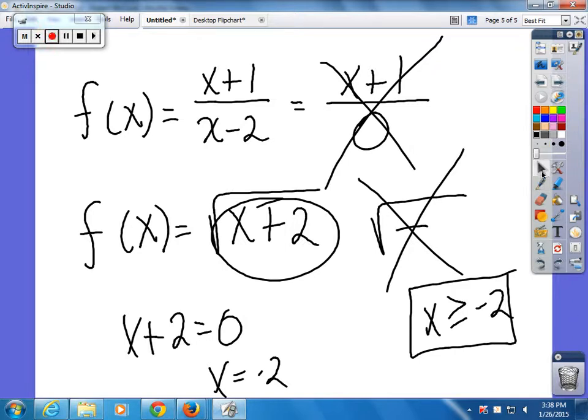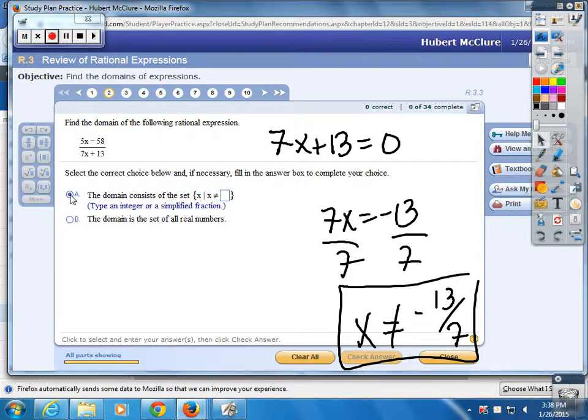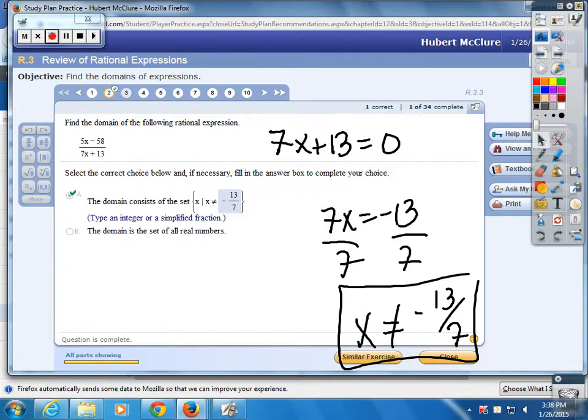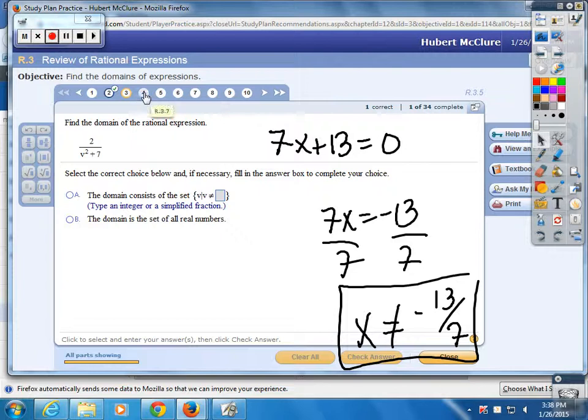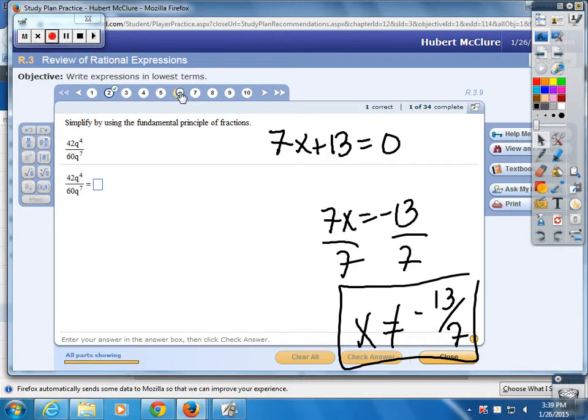And you feel good about yourself. So here we go ahead and put here the domain of x can equal any number except for -13/7. And we feel good about ourselves. Same thing there. All these, set the denominator equal to what? 0.